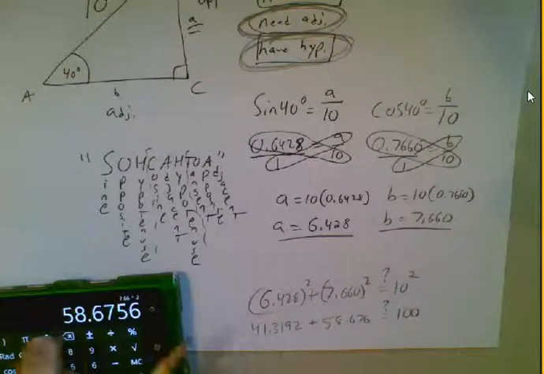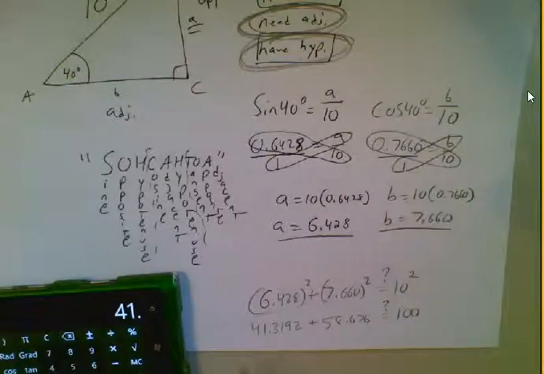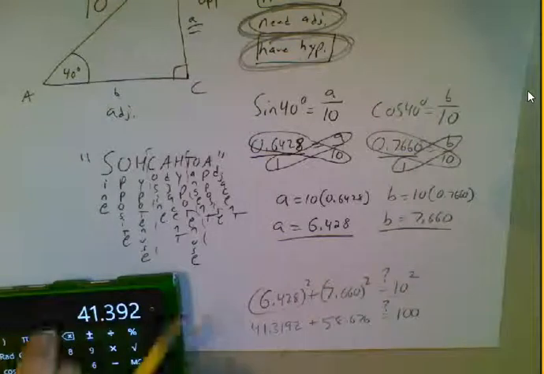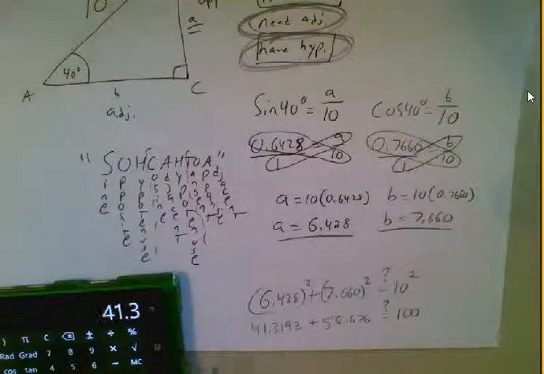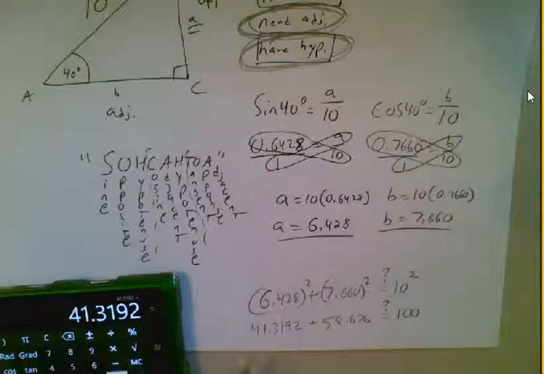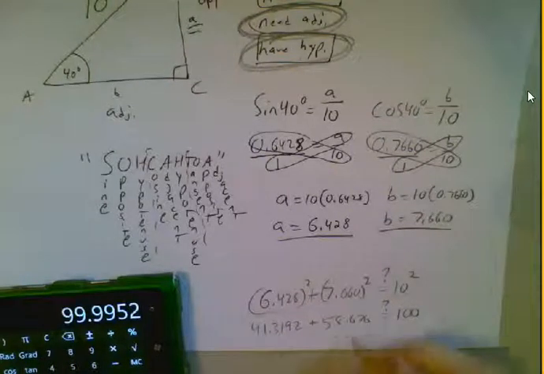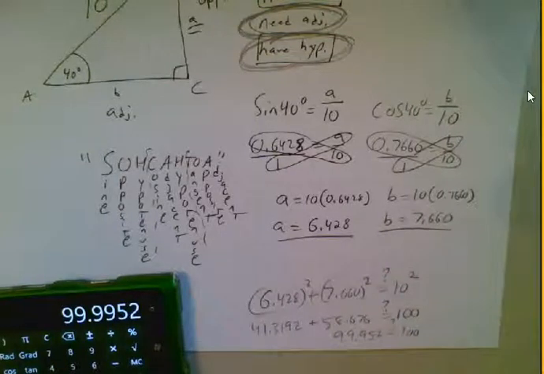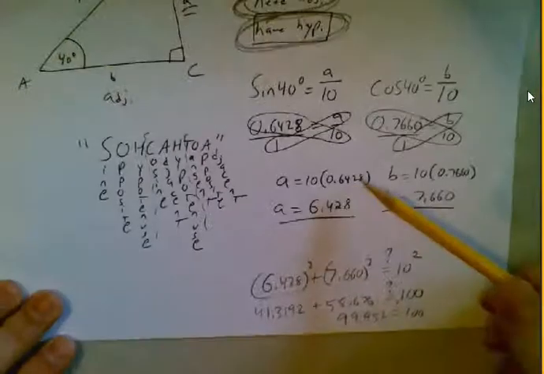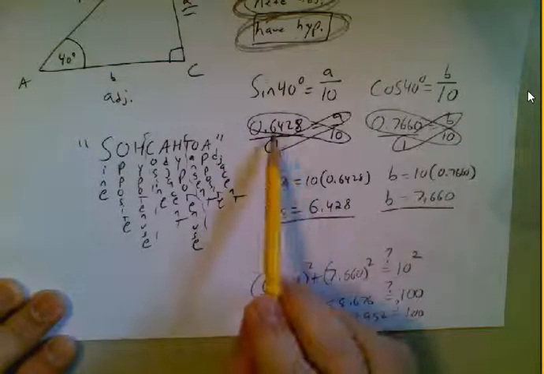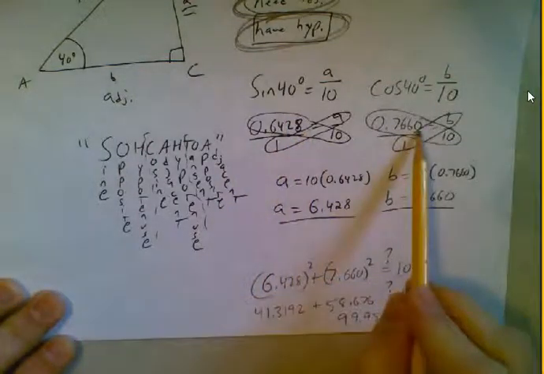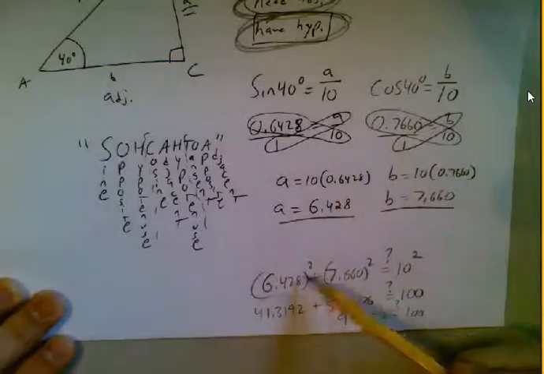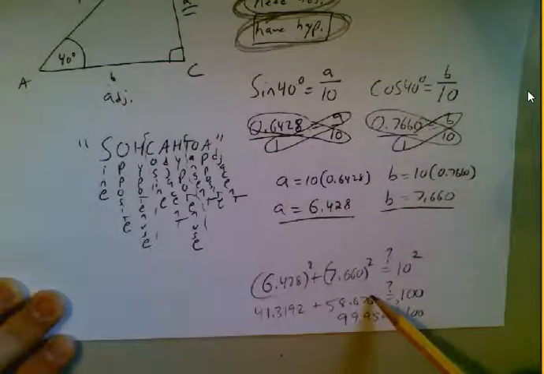Well, 41.3192 plus 58.676 is 99.952. Uh-oh, I must have made a mistake, huh? No, of course not. We obviously rounded all these answers, right? Sine of 40 wasn't exactly 0.6428, and 0.7660 kept going. And then even when I got to here, when I squared it, I had to round it a little bit. So this at least tells me I must have done it right.